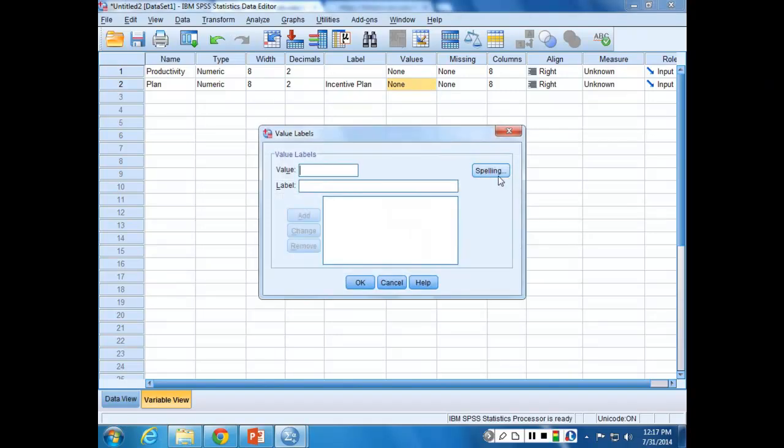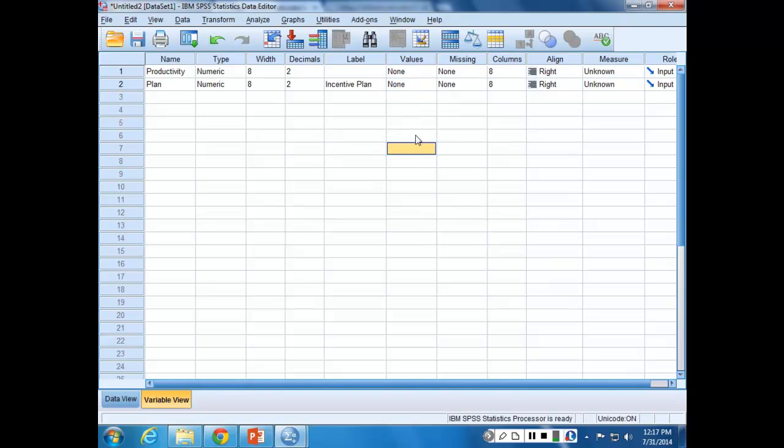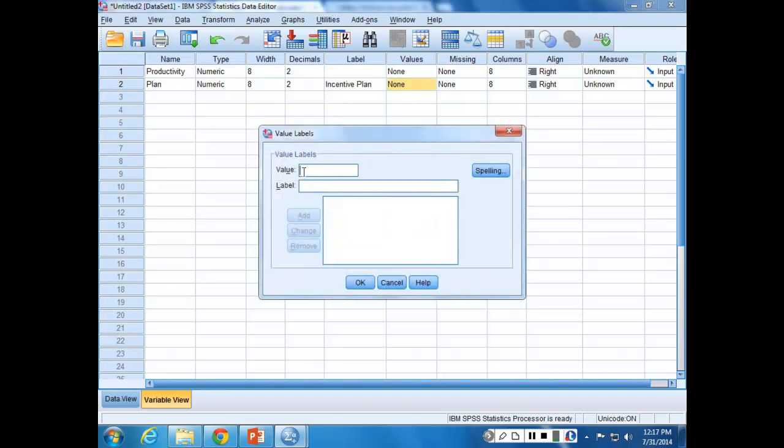Let me start back over on that. Under values, for my categorical variable, I just click there and you see the 3 dots come up. And I'm going to say, when the value is 1, I want it to say plan A. Add. When it says 2, I'm going to put plan B.